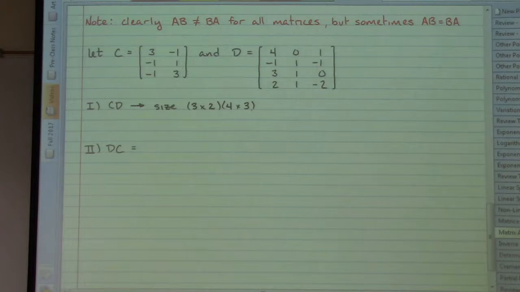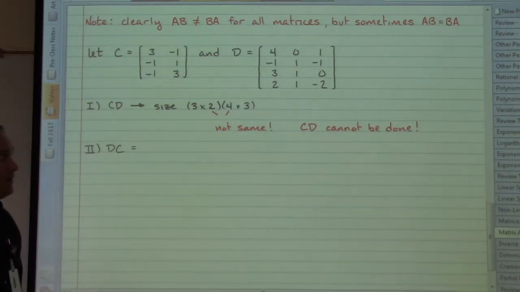In order for that multiplication to take place, those two inside numbers have to be the same. And they're not here. Meaning that C times D cannot be done. So, at least there's that. D times C, well, different story.